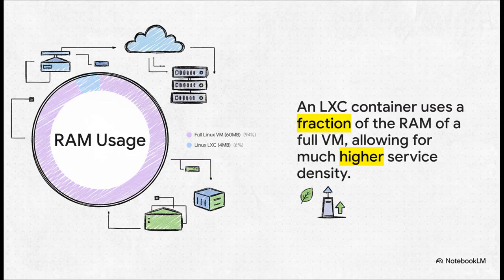And when I say staggering, I mean it. Look at the numbers. A really lightweight Linux VM might use, say, 60 megs of RAM just sitting there. But the exact same service running in a Proxmox container, it might only use 4 megs. 4! Now imagine you want to run 10, 15, 20 different little services. That massive difference in RAM usage is exactly why Proxmox lets you cram so much more onto one machine.